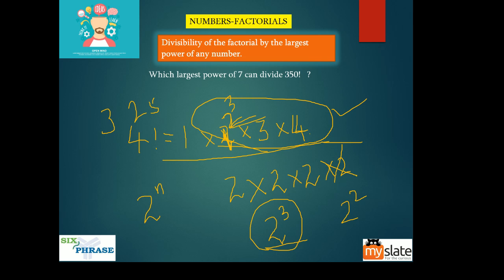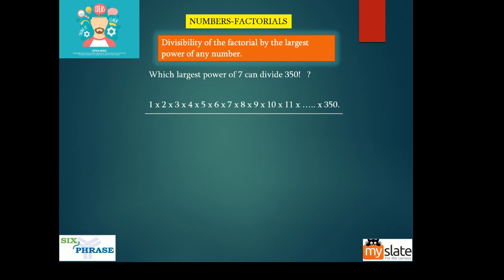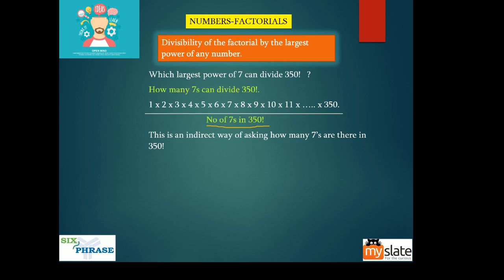So the largest power of 7 that can divide 350 factorial is nothing but the number of 7's in 350 factorial. You know how to find the number of 7's in 350 factorial, right? I just told you how to find it. That is what we are going to do. So how many 7's can divide 350 factorial? It is the number of 7's in 350 factorial which can divide 350 factorial. This is the key thing. So we set about finding the number of 7's. This is an indirect way of asking how many 7's are there in 350 factorial.